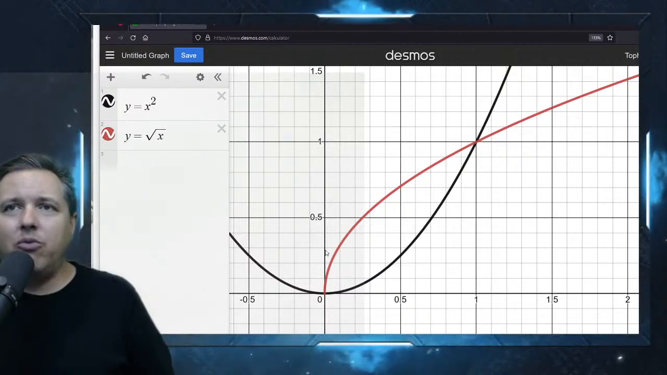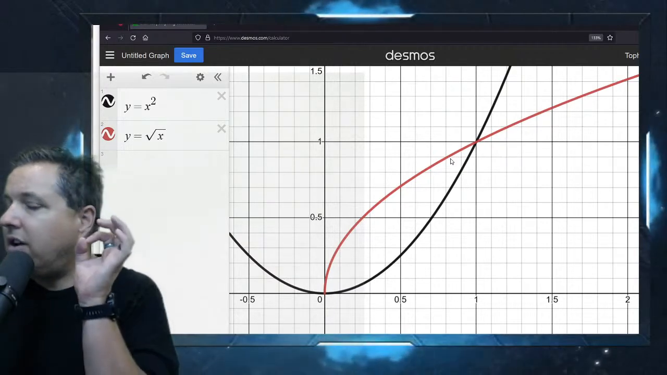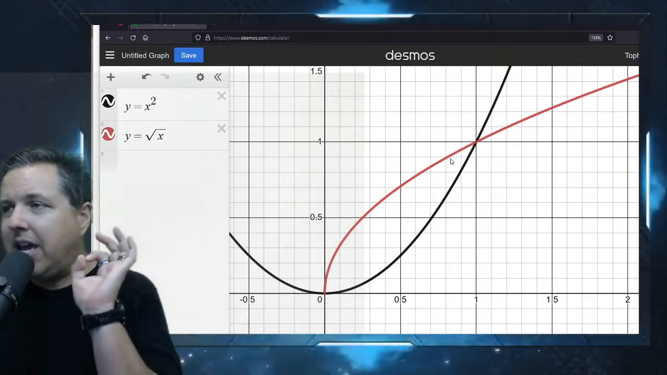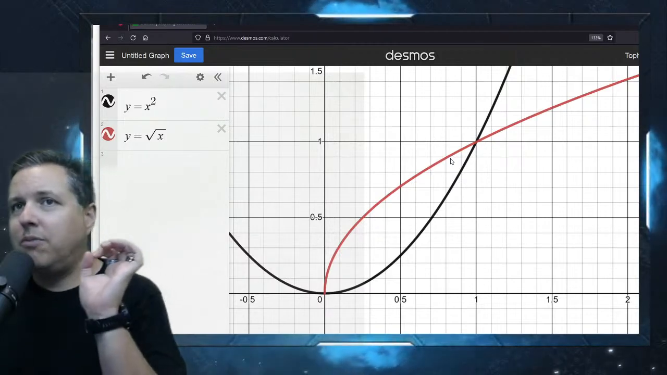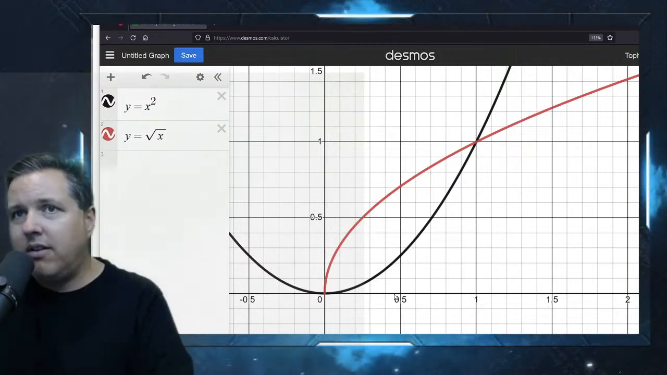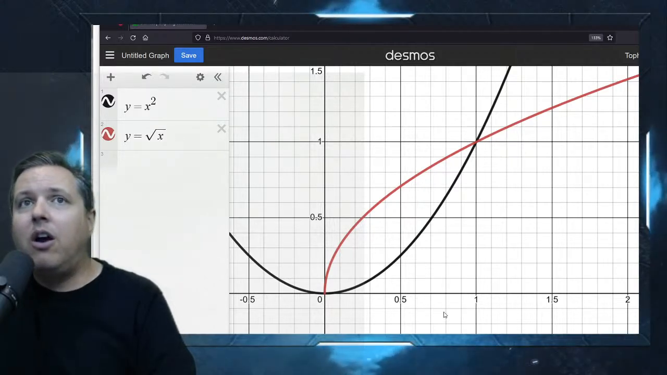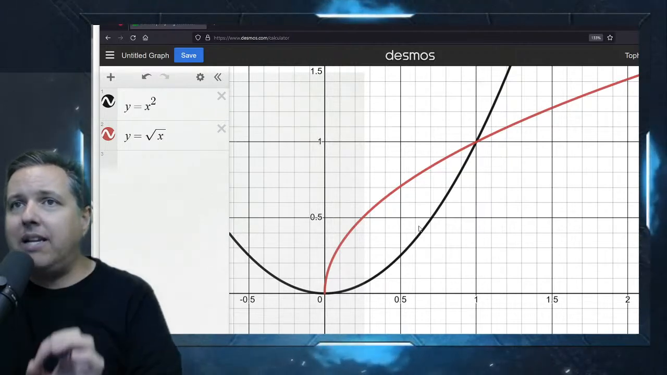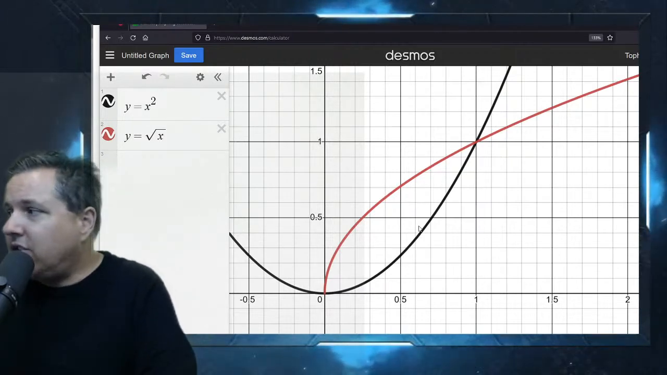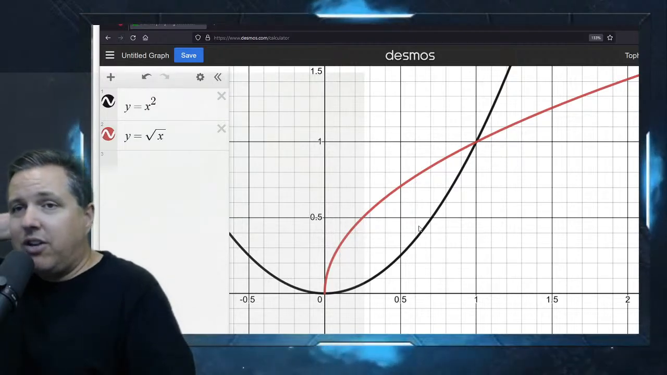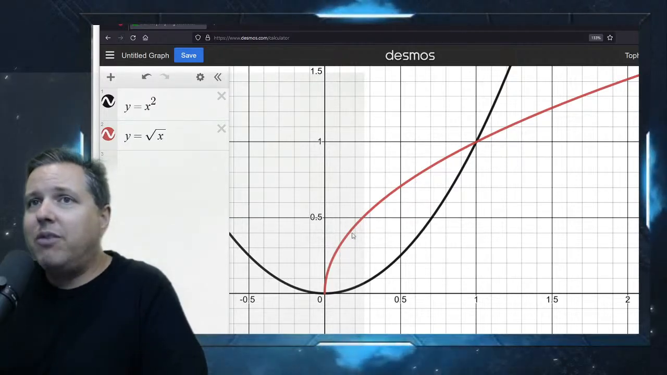Sorry, did I just say that right? Square root of x is our top function. X squared is our bottom function. They intersect over here at 0, and they intersect over here again at x equals 1. So the integral we use to calculate the area between those two curves is the integral from 0 to 1, because we're integrating over x, of square root of x minus x squared. Once you calculate that definite integral, you'll have the area between the two curves.